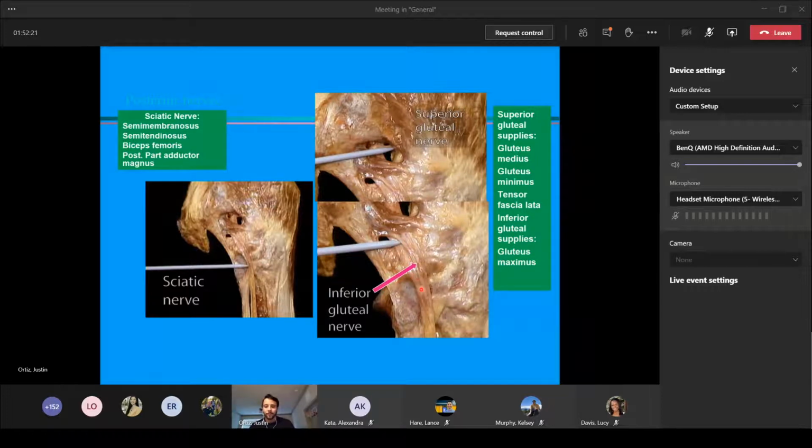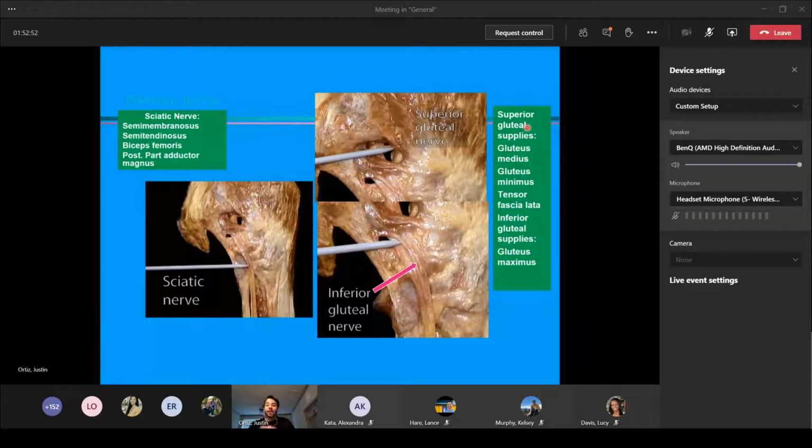Does anybody remember where the inferior gluteal nerve is going to supply? Gluteus maximus. Yeah, it's going to supply the gluteus maximus. And then here's the superior gluteal nerve, located right here. This is the inferior gluteal nerve, and this ginormous thing is the sciatic nerve. And this would be the piriformis, with the sciatic nerve going just inferior to that. They removed all the other muscles there, so you can only see the piriformis.